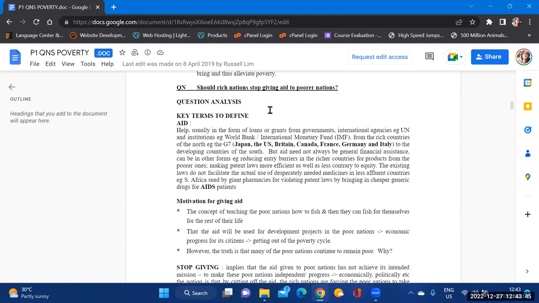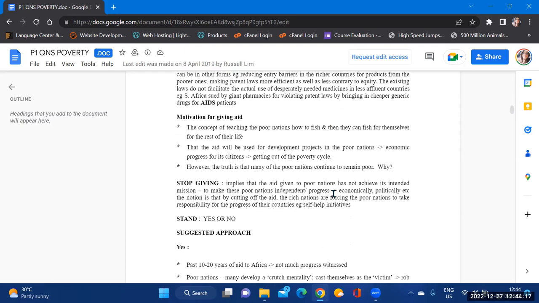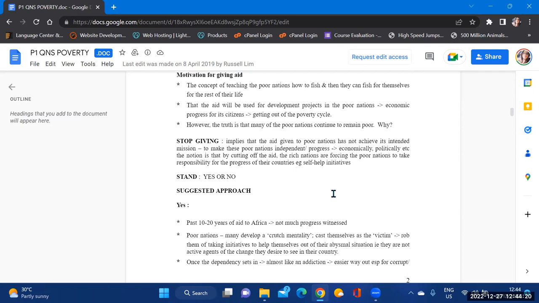But aid need not always be general financial assistance. It can also be in other forms, like reducing entry barriers in the rich countries for products from the poorer ones, or making patent or copyright laws more efficient and less contrary to equitability, since the existing laws do not facilitate actual use. All these examples you can research up on.